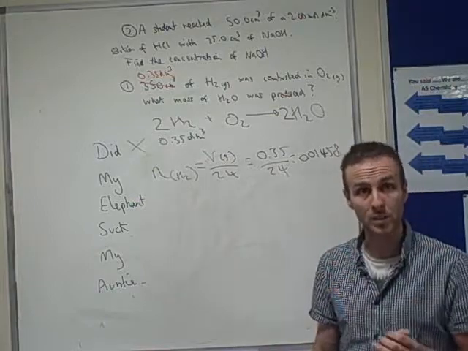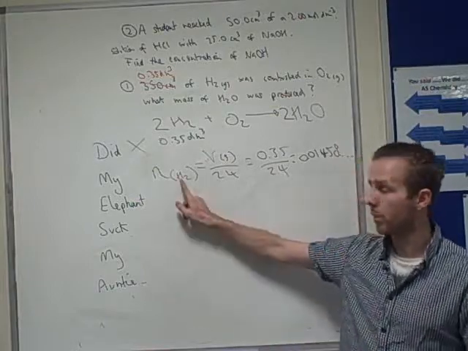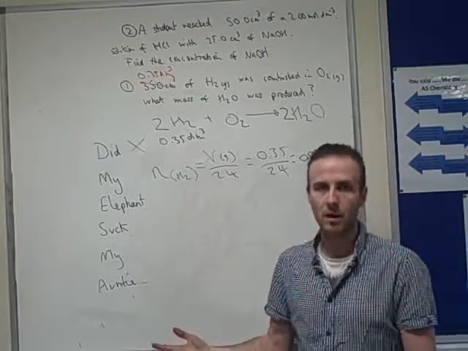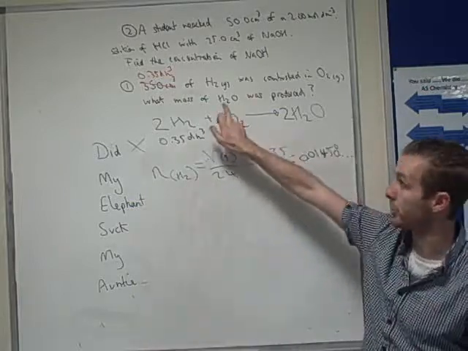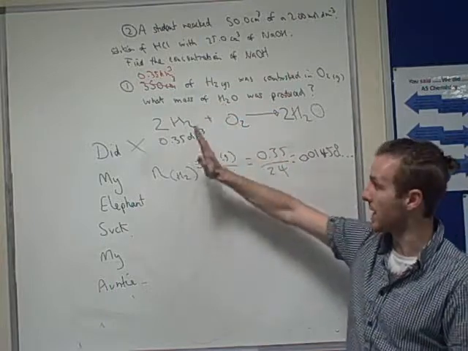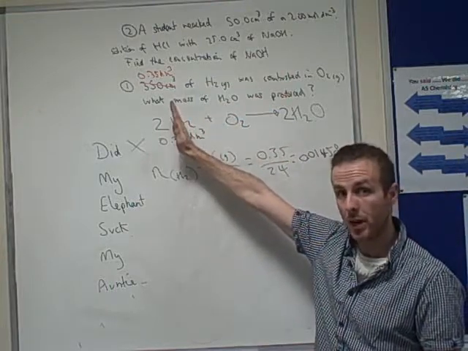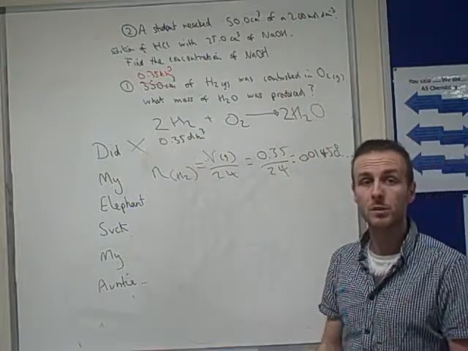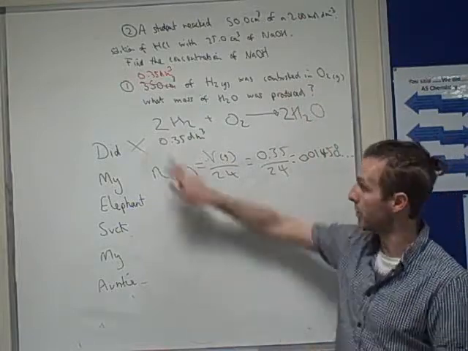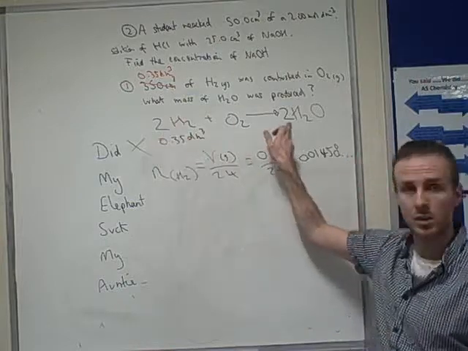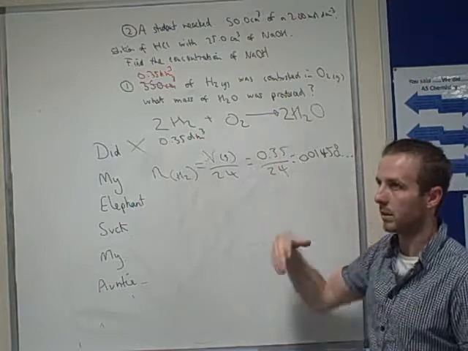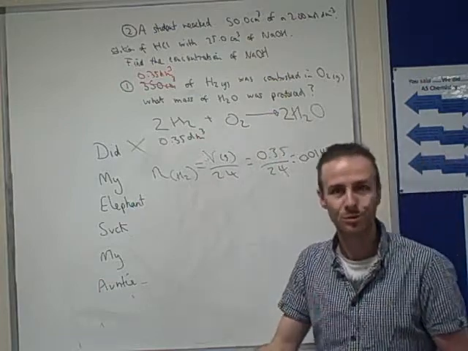Next step is the equation step. So I found the moles of hydrogen, but the question doesn't ask about hydrogen. I don't care about that. I care about the mass of water. So I need to convert my moles of hydrogen into my moles of water. And I'm going to do that by using my balanced equation. So this is a 2 to 2 ratio. So for every 2 moles of that, I have 2 moles of that, i.e. I have the same number of moles.